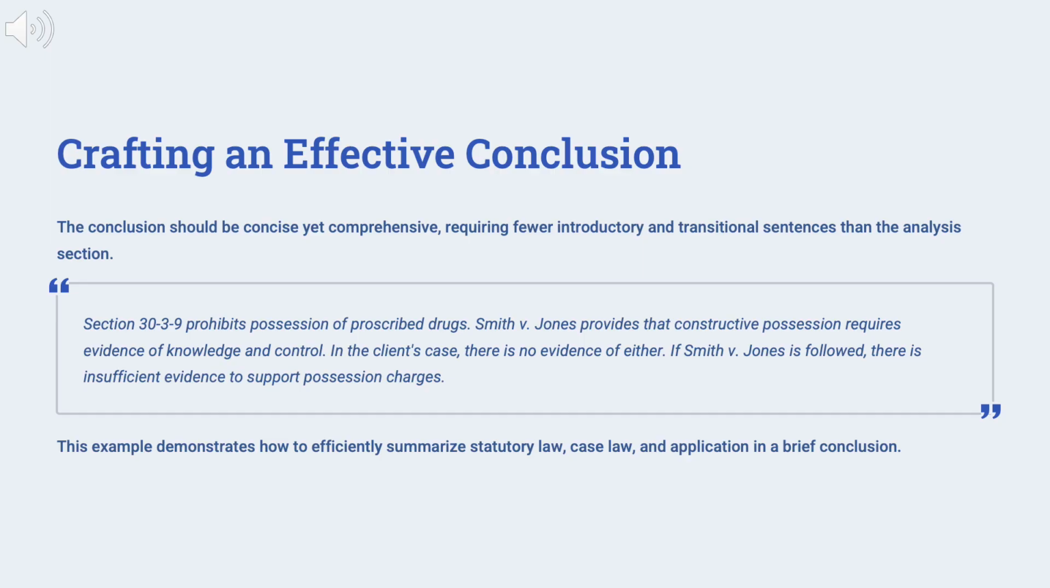It references the applicable enacted law by identifying the specific statute. It summarizes the governing case law by stating the legal standard, knowledge and control, that constructive possession requires. It applies that standard to the client's facts by noting the absence of evidence on both elements, and it states the legal result, insufficient evidence to support the charge, conditionally but clearly. The conditional phrasing, "if the case law is followed," is appropriate for an office memo. The conclusion is not a judicial ruling. It is a prediction and analysis.